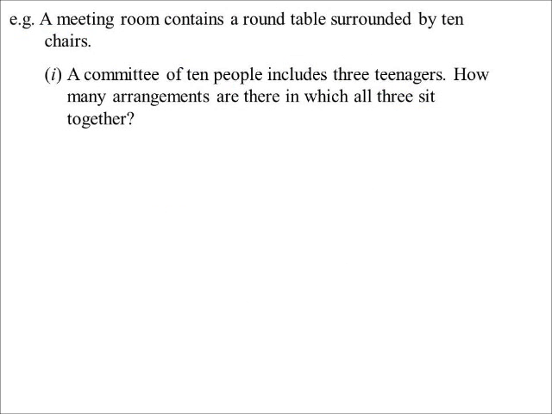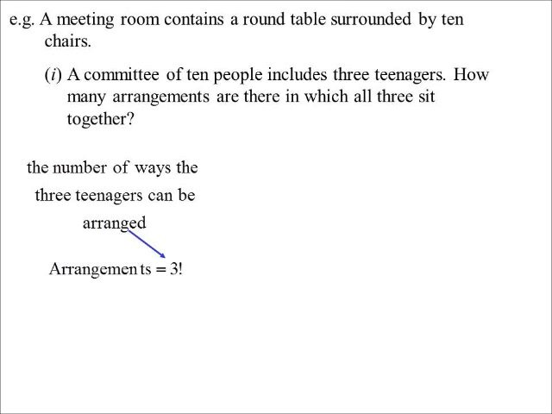A meeting room, and as you often recall, when you go to meetings, often you sit around a table. So we've got 10 chairs around the table. A committee of 10 people includes 3 teenagers. How many arrangements are there where all 3 will sit together? So the number of ways we've got to organise the teenagers, the problem's still the same. Look after the condition first. The teenagers are going to be together. There's 3 of them, 3 factorial ways of arranging them.